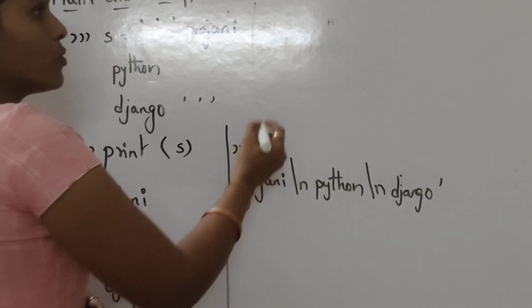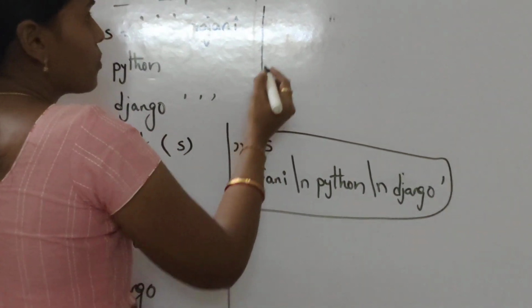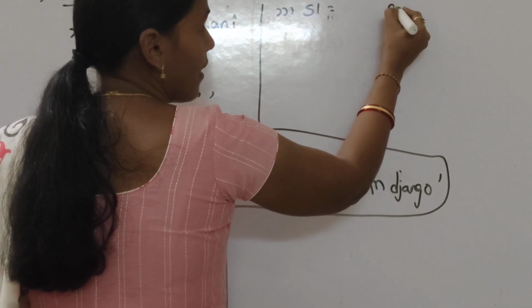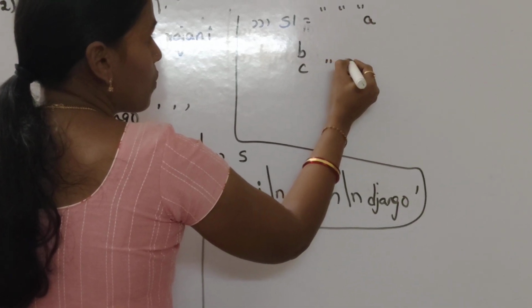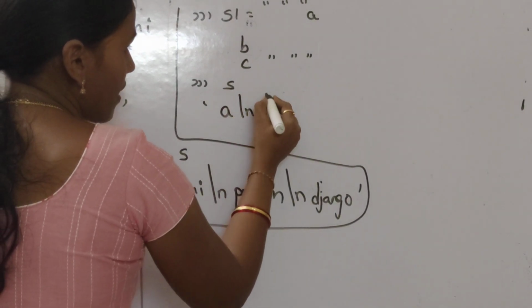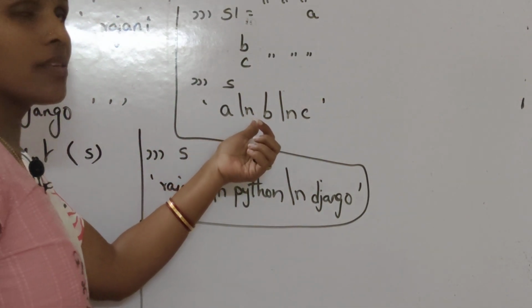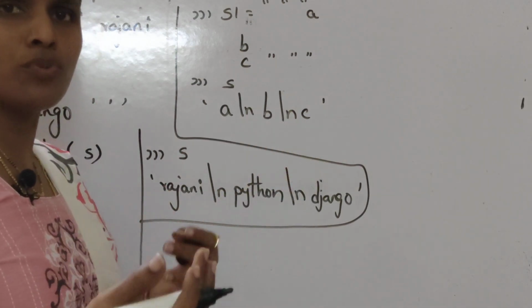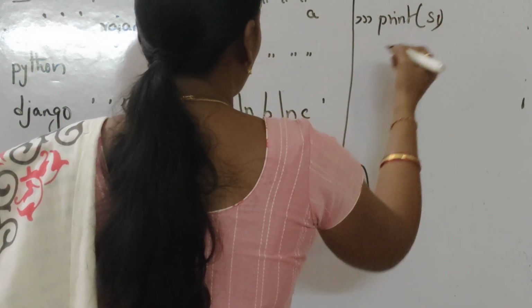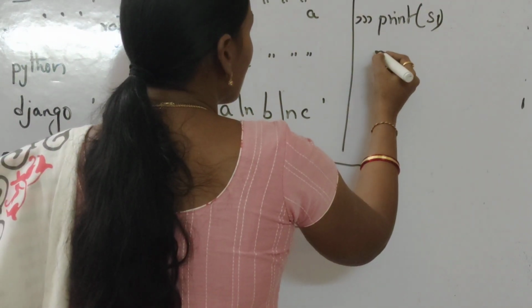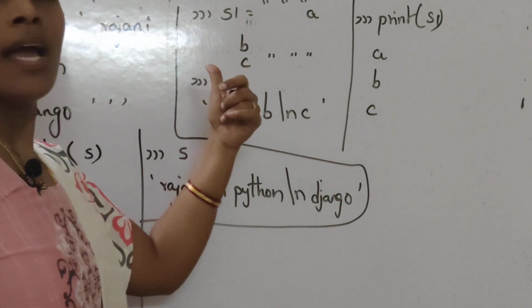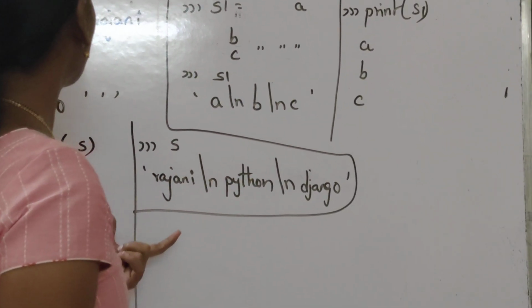We will use the triple double quotes also. Triple double quotes. Let's suppose s1 is equal to triple double quotes A, B, C. Close triple double quotes. If you want to print s, then immediately we will get A slash n, B slash n, C. Slash n means new line. If you want line by line, then we should use print function. Print s1. Then immediately we will display A, B, C. We will use the s1 variable, otherwise immediately we will get name error. This is the multi-line string.